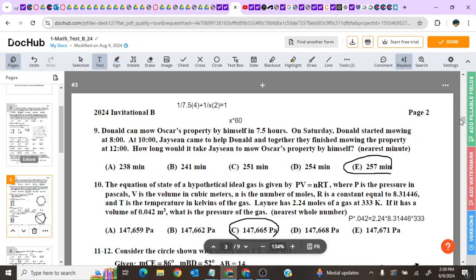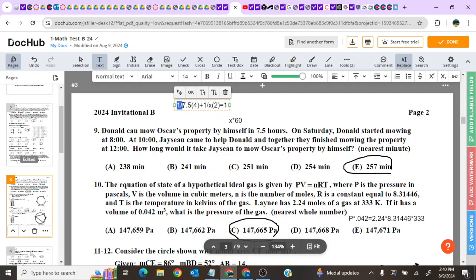Okay, well in this case, basically this is a rate problem. Donald works at a rate of 1 property every 7.5 hours. And then Jason works at a rate of 1 property over an unknown amount of hours. Donald works for 4 hours. Jason works for 2 hours.